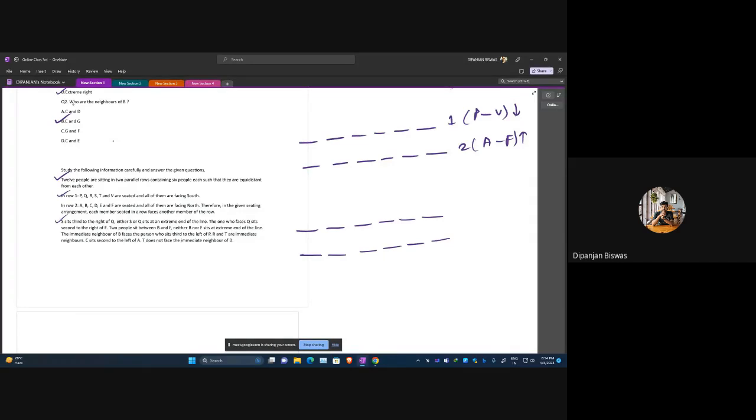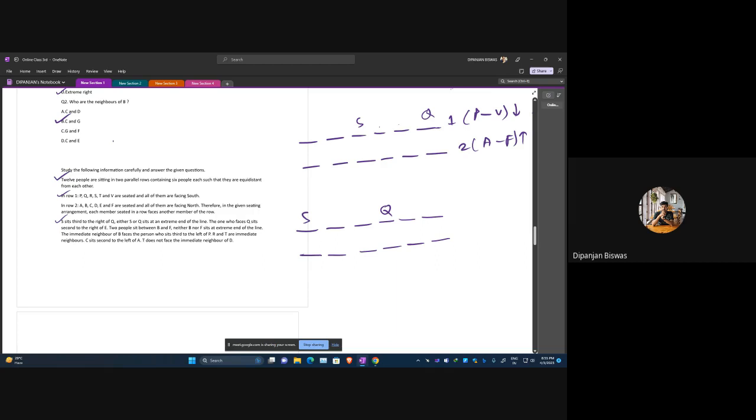S is sitting third to the right of Q, and either S or Q sits at the extreme end of the line. Okay. So S and Q should come in row number 1, because in row number 2 only people from A to F are sitting. So it is said S sits third to the right of Q. They are facing southwards. So if we take Q here, third to the right of Q is 1, 2, 3. Here should be S. But it is said that either of them sits at an extreme end of the line. So either Q is sitting at the extreme end or S is sitting at the extreme end. You must know that there can be two possibilities here. Also, S can sit in the extreme end, and here should be Q. So these are the two possibilities. If you don't draw these two possibilities, there is a high chance that you might not get the answer.